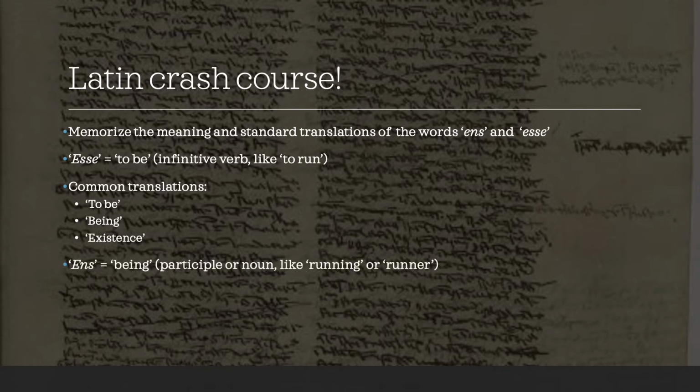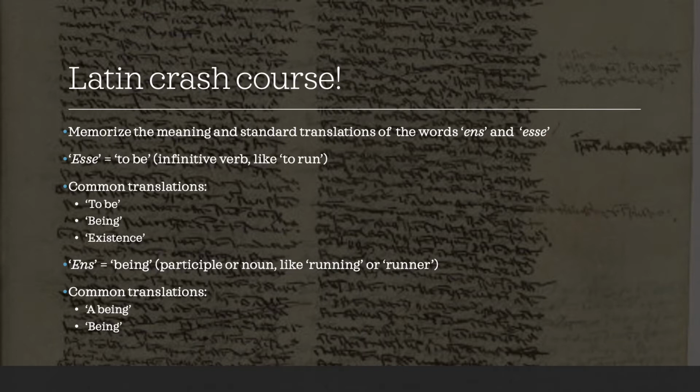The word ens, which is spelled E-N-S, is very similar to esse, but doesn't mean exactly the same thing. Ens literally means being. Ens is a participle or a noun. It's like running or runner. Common translations of ens are a being and being.